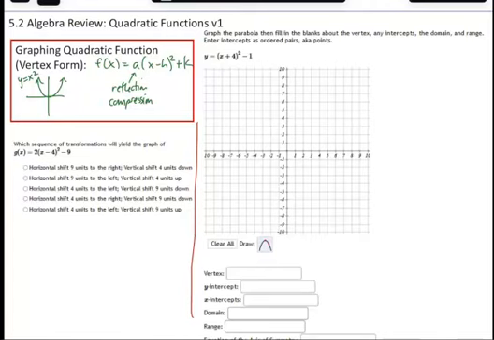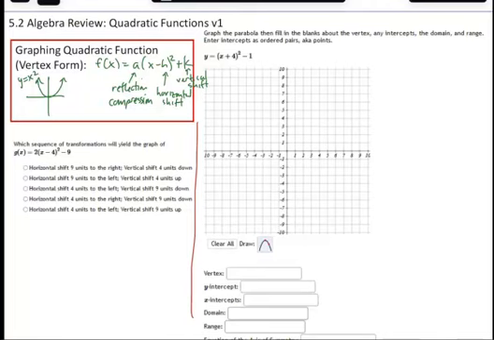Okay, the h value is your horizontal shift. So again, the value of x that makes that a 0 is your shift. So if it's a 6 that makes that whole factor 0, then it shifts positive 6 to the right. If it's a negative 6, it'll shift to the left. And then finally, the k value is your vertical shift. If k is a positive number, it shifts up. If k is a negative number, it shifts down.